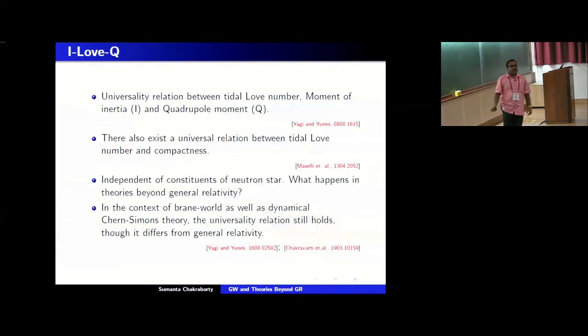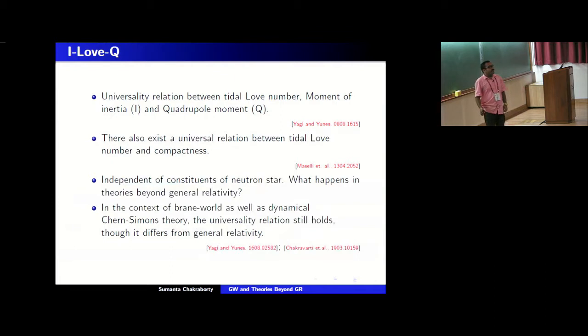It turns out there is also a universality relation between the tidal Love number and the compactness, which is the mass over radius for the neutron star. So from the GW signal, if you know the tidal Love number and the mass of the neutron star, you can infer the radius of the neutron star using this universality relation.